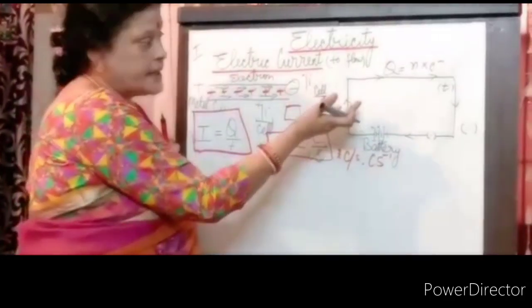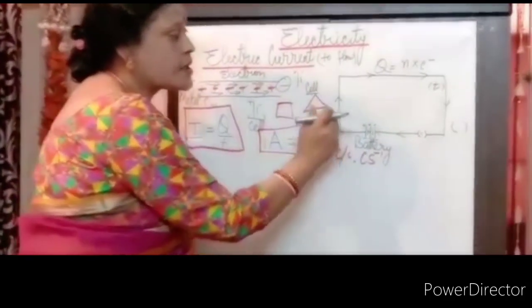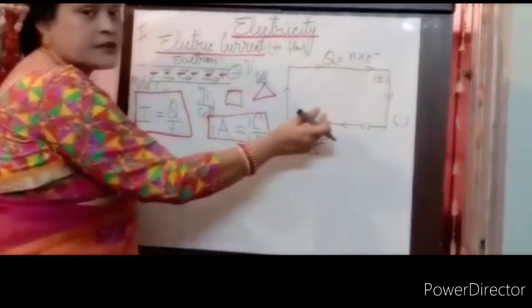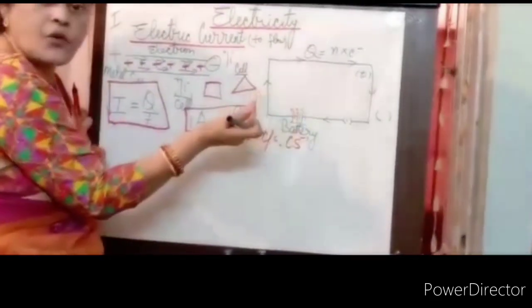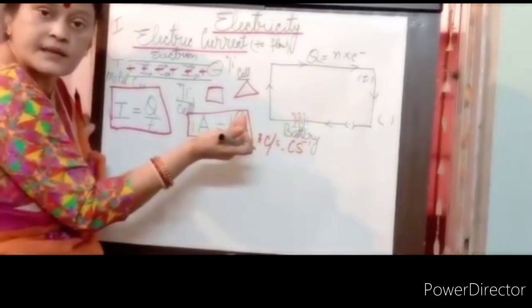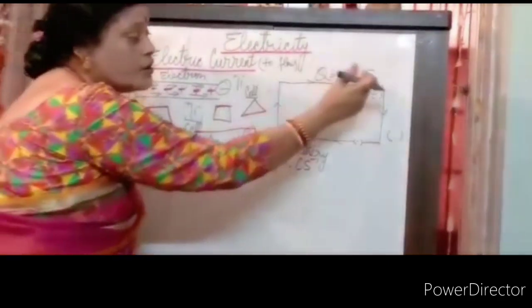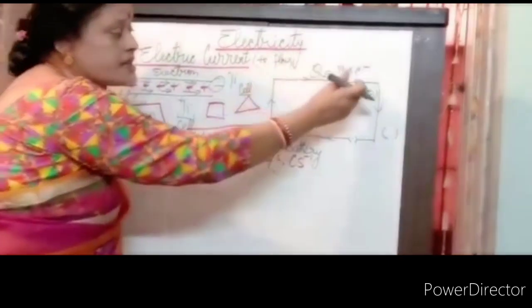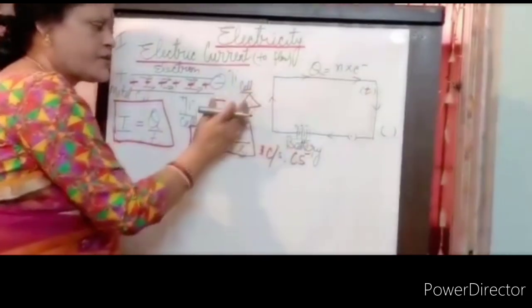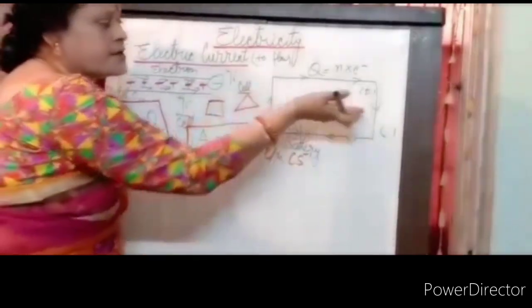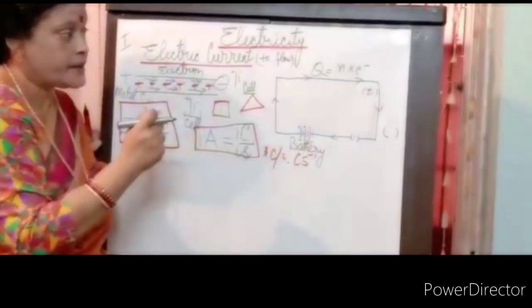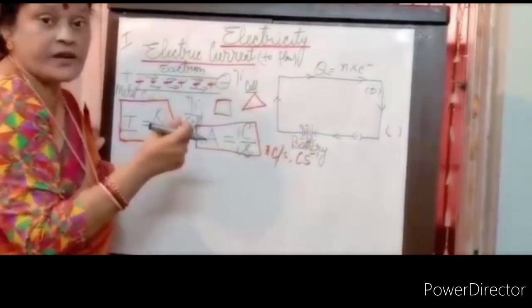Now what is a circuit? An electric circuit is a closed or continuous path through which the flow of electron passes. Clear? Flow of electron moves on in this closed and circular path. The cross section may be a triangle, may be a square, or suppose this is a rectangle.